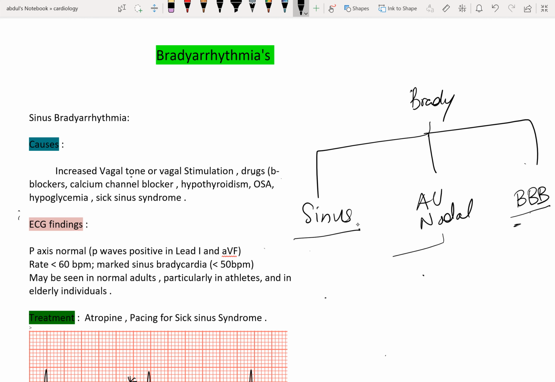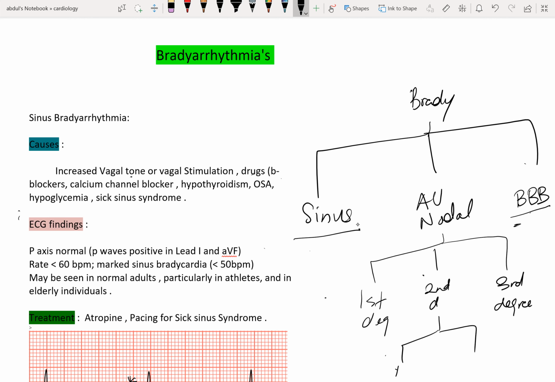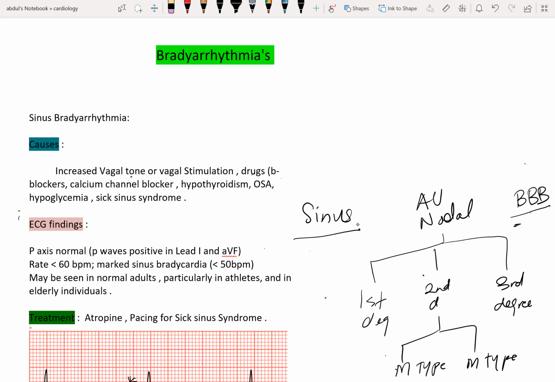However, when we talk about sinus bradyarrhythmia, we're going to talk about the pacemaker problems, and now we're going to talk about the AV node. For the AV node, we're going to talk about first degree block, then second degree, and then third degree. So this is the most important part of this lecture. And in the second degree, we have two types, Mobitz type 1 and Mobitz type 2. Okay, so I hope you understand how we're going to follow this lecture along.